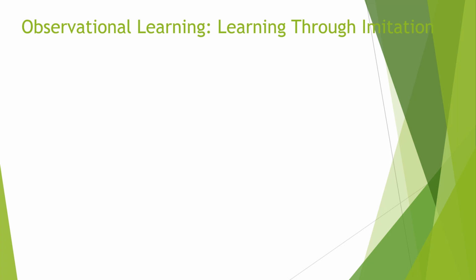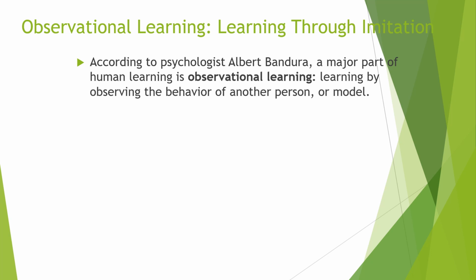We also have another type of cognitive learning, which is called observational learning. And observational learning is when you learn through imitation. You see what someone else does and you do the same thing. Now, Albert Bandura was one of the leading researchers when it comes to observational learning.